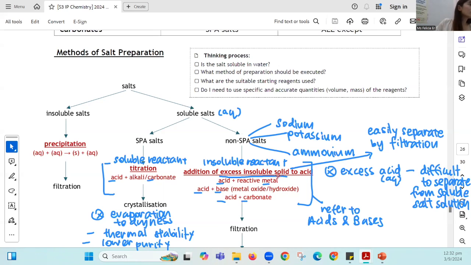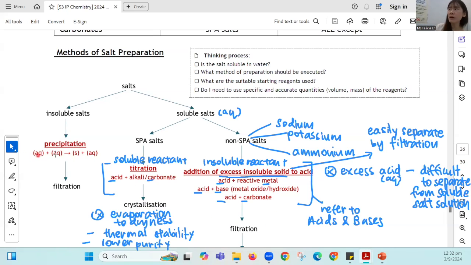What if you want to decompose? No, usually we don't want things to decompose, because I still want my salt. If it decomposes, then it becomes something else. So I don't want it to decompose. That's why I shouldn't use evaporation to dryness, because if you blast until totally dry, it might decompose. That's why I do crystallization, which is still wet. Okay, then for precipitation, I think you all know, right?